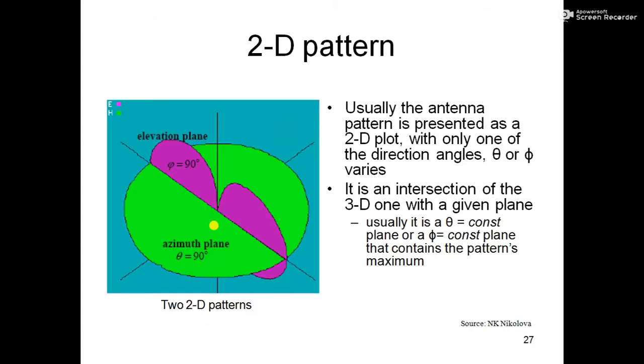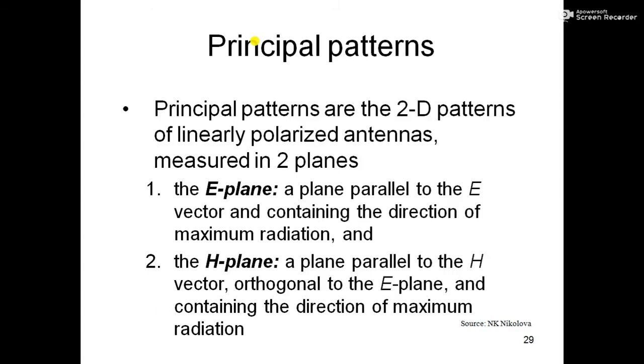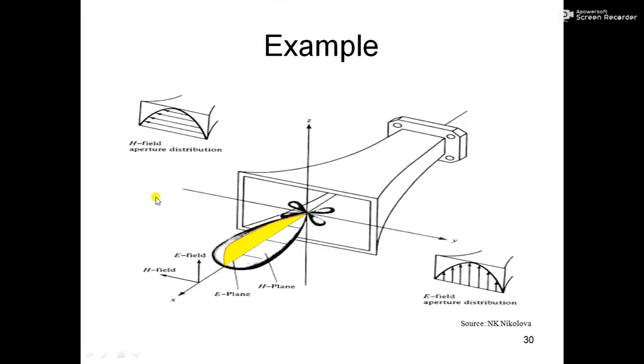Because we know that if the antenna radiation is in one direction, then there will be one E field and one H field. Now if the E field is in the azimuth plane, then the azimuth plane will be called the E plane. This is an example. So this is the wave, and suppose this is the y axis and this is the z axis, and the wave is propagating in the x direction. Now you see here, the E field is in the z direction and the H field is in the y direction.